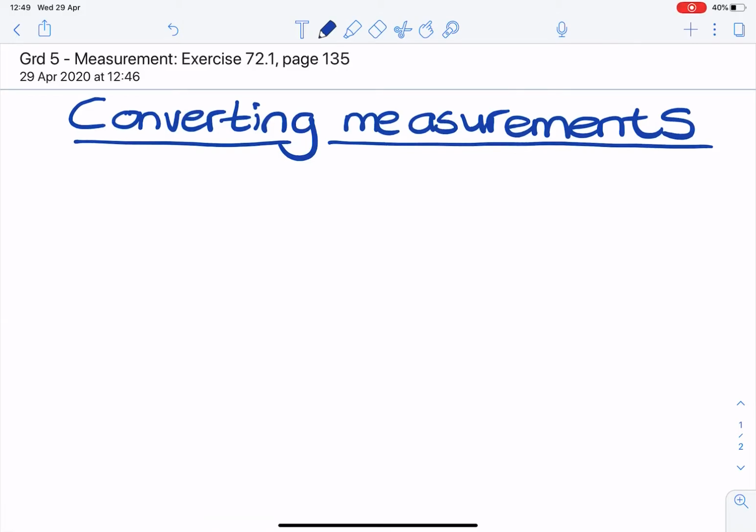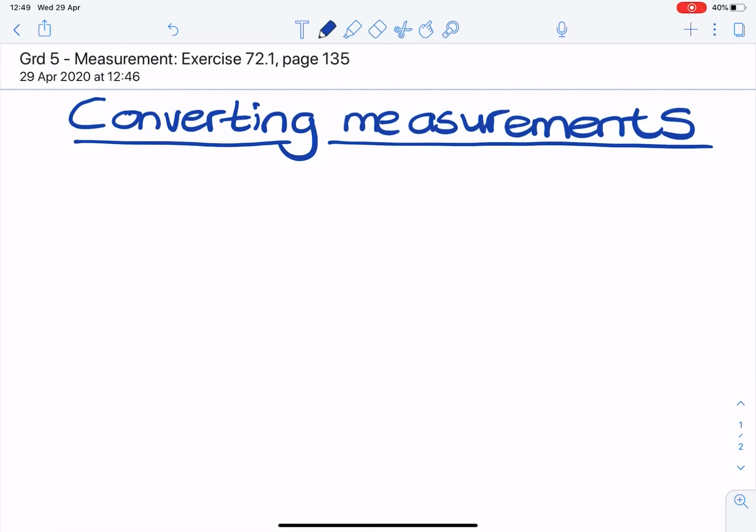I'm sure you're looking forward to your weekend, but we've got one more exercise to do before you can knock off for the weekend. We are looking at exercise 72.1 on page 135. I'm going to go through each of the examples with you so that you can understand how they got their answers. These examples you will use to help you with questions 1, 2, and 3.